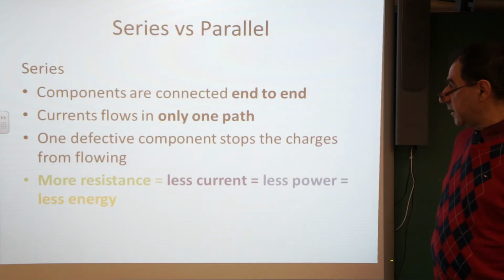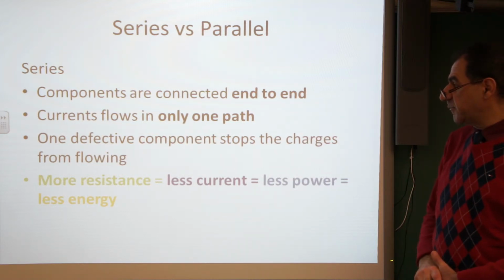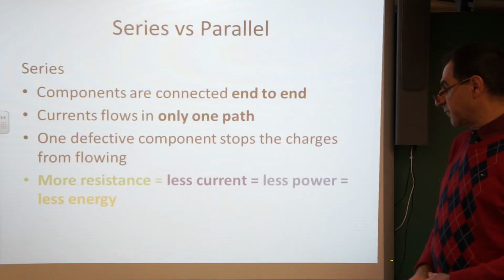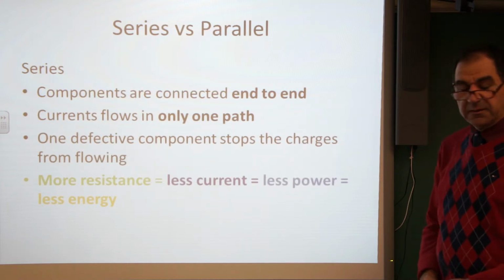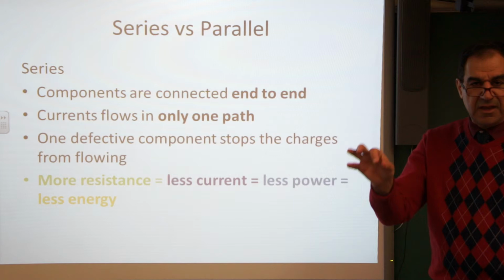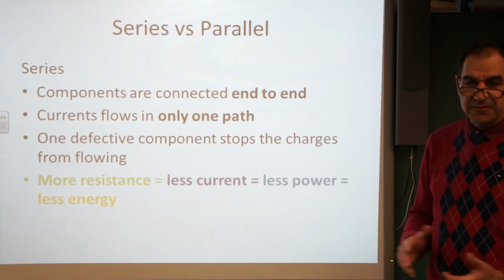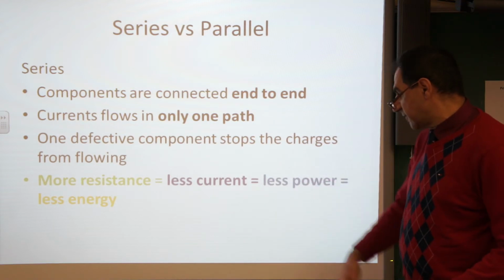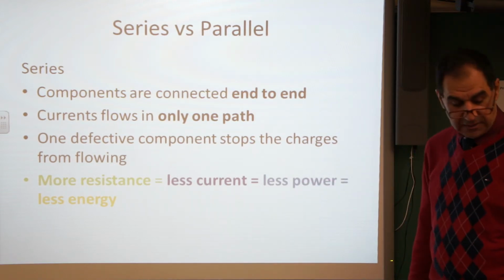Series versus parallel. In a series circuit, the components are connected end to end and the current flows only in one path. One defective component stops the charges from flowing. For example, if you buy Christmas lights, 100 strings, and you pull out one light bulb, sometimes none of the lights will work at that point. The more resistance there is, the less current, the less power and the less energy.